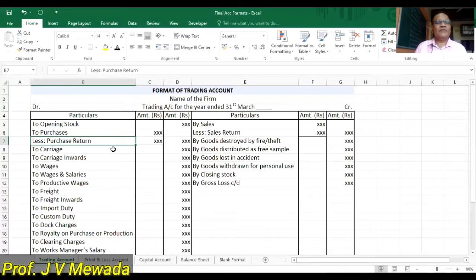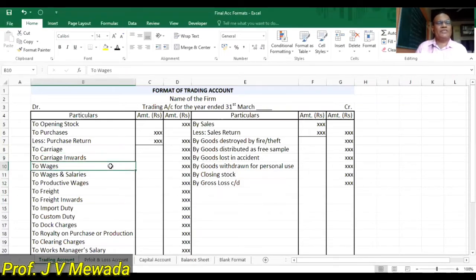Then we have carriage. Carriage means carriage on purchase of goods. So carriage on purchase of goods and carriage inwards, these three items are one and the same. Carriage means charges paid for road transport or carrying the goods from one place to another place.